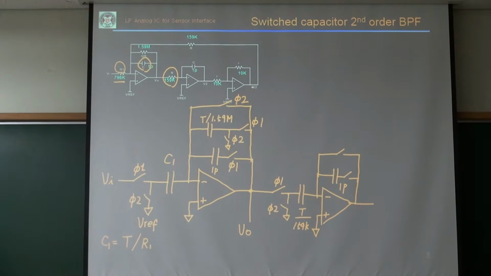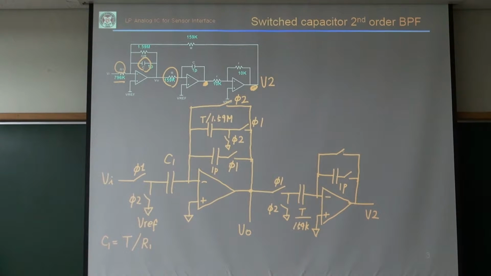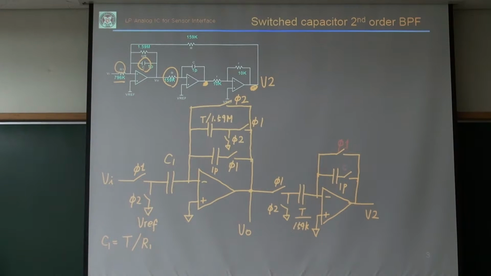So actually, I will say this is V2, this is V2 plus V2. So I want to generate the V2 here, non-inverting version. Yeah, how can you do that? Polarity, change the switch polarity. So here, see, I will change, usually this is phi 2, right? So then I just make, this is phi 1. Yeah. And then this is phi 2.